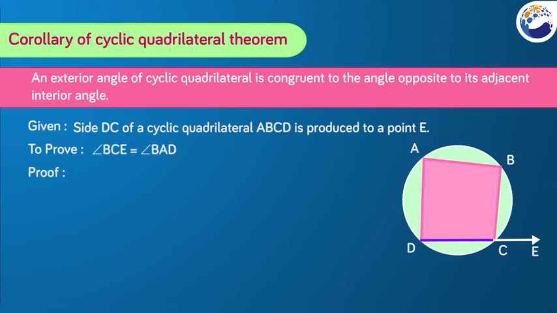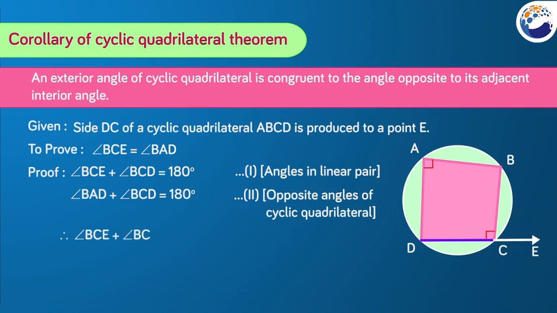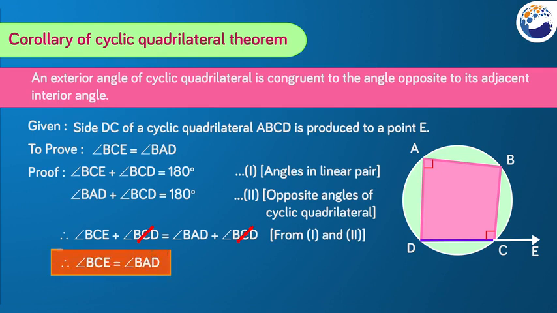Proof. Angle BCE plus angle BCD is equal to 180 degrees. Equation 1. Angles in linear pair. Angle BAD plus angle BCD is equal to 180 degrees. Equation 2. Opposite angles of cyclic quadrilateral. Therefore, angle BCE plus angle BCD is equal to angle BAD plus angle BCD from equation 1 and 2. Therefore, angle BCE is equal to angle BAD.